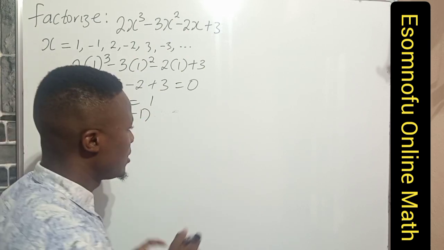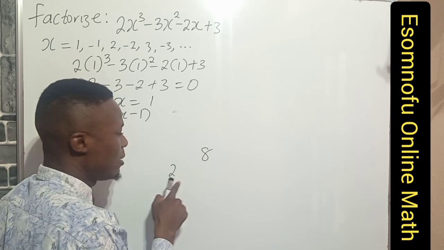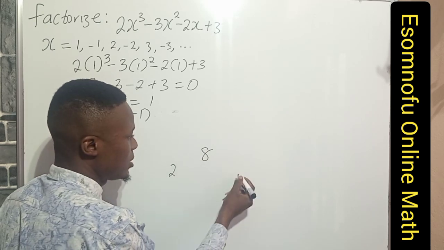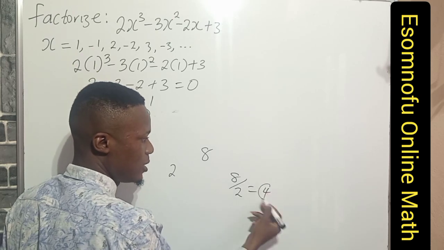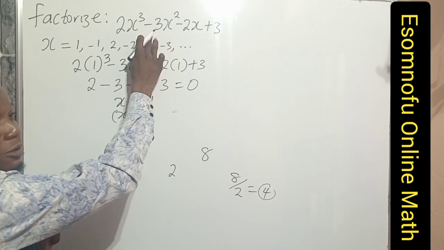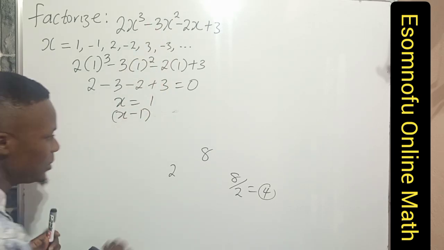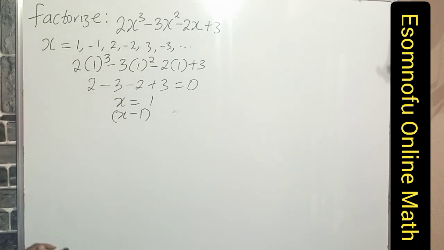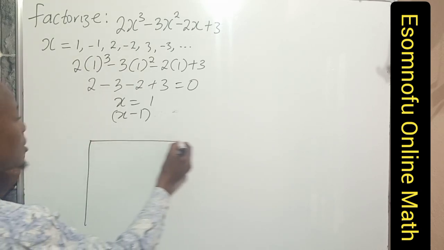Because, for example, now, you know that 2 is a factor of 8. If I want to find another factor of 8, I will just divide 8 by 2. If I divide 8 by 2, I will get 4. Therefore, this 4 is another factor of 8. So since I've known that x minus 1 is a factor of this, I have to divide this by this to get another factor of it. Then, we have to divide using the long division.